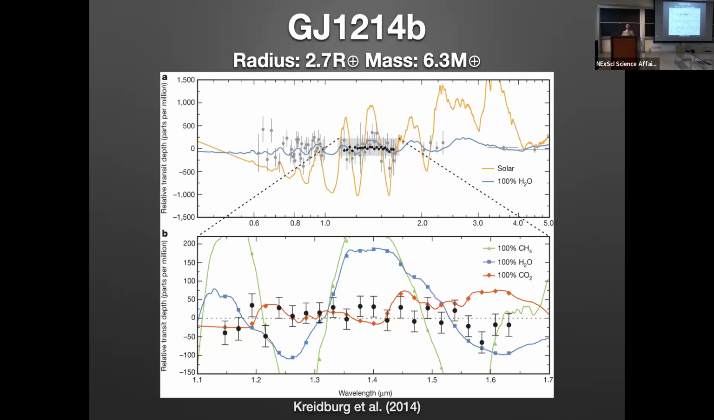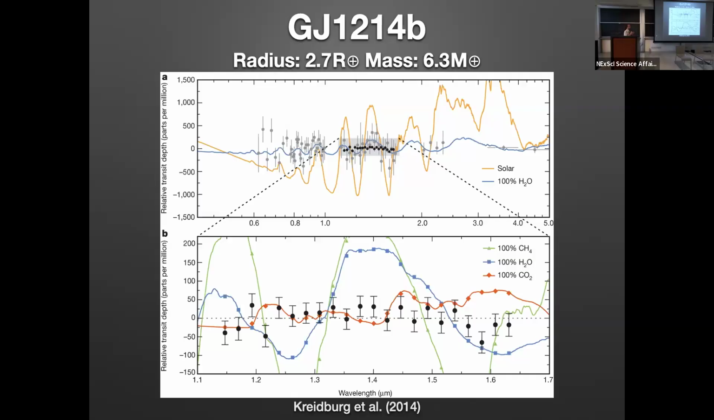Now, we know that from the mass and radius alone, it can't just be a solid rocky surface. So the idea at the time was that it's obscured with haze and other opaque clouds that we can't see below.